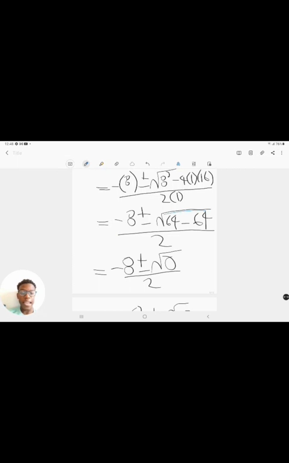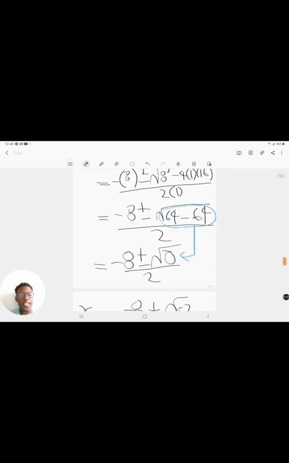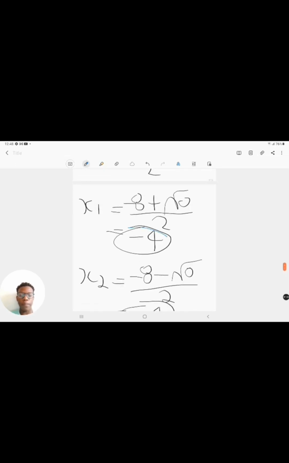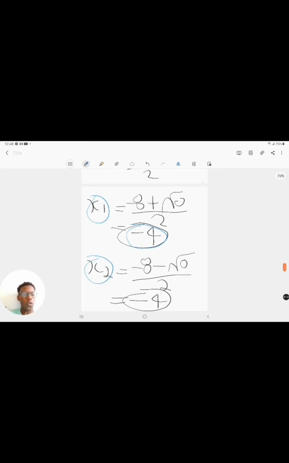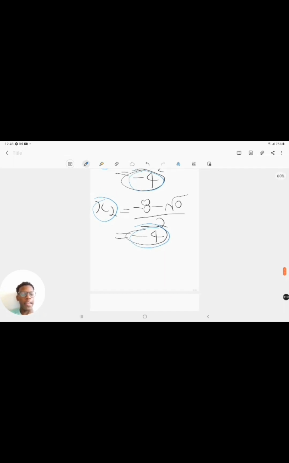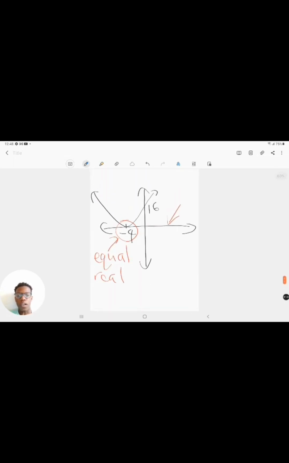Look at that value inside the square root. That is 0. And because that is 0, we got the same answer both times. We got -4 for x1, and for x2, we also got -4. And that is why our roots are equal and real.